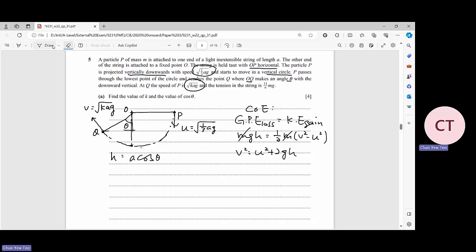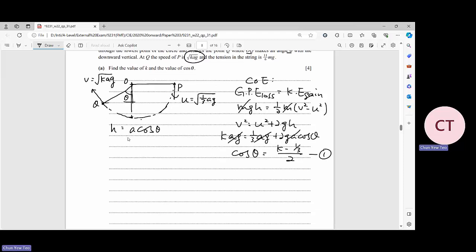So now continue. v is square root of kag, so v square is kag, which equals 1 over 3 ag, the u square, plus 2g a cos theta. So all the ga can cancel. Then you have cos theta equals k minus 1 over 3, divided by 2. That will be my first equation.